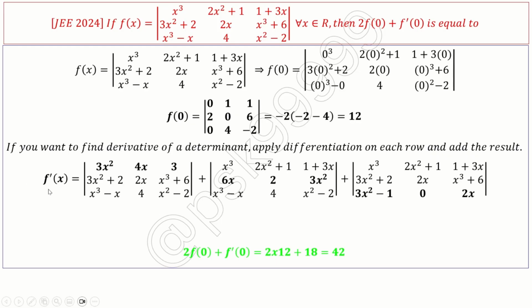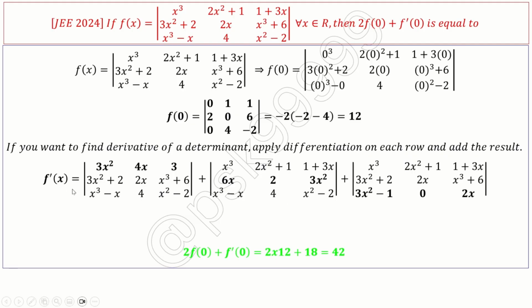For example, f dash x of this given determinant is nothing but the differentiation of the first row: x cube differentiation is 3x square, 2x square plus 1 is 4x, 1 plus 3x differentiation is 3, and the other two rows you write as they are. Plus you do the second row differentiation and keep the other two rows original. Plus third row differentiation and keep the first and second rows original. Now this is f dash x. This you should know. If a function is given in determinant form, this is how you can do it very easily.